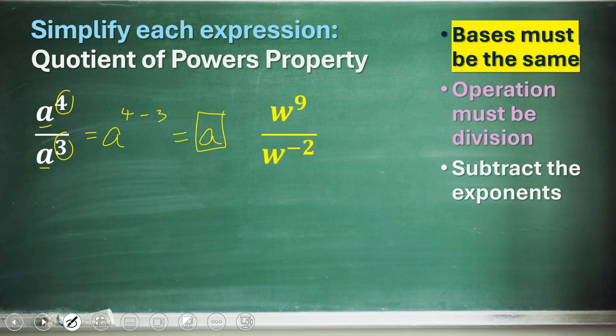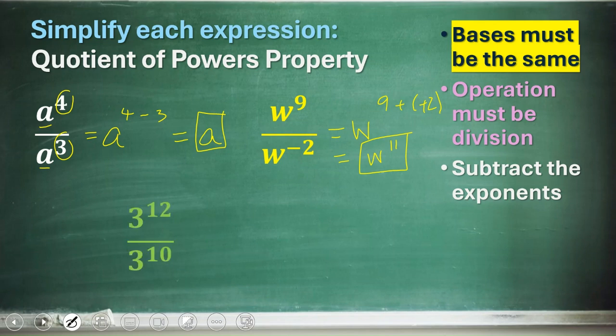Let's try another. We have w to the power of 9 divided by w to the power of negative 2. This one's a little trickier because we are subtracting a negative. So if I were to write this out, it's going to be 9 minus negative 2. Two negatives make a positive here, so we actually end up with w to the power of 11. And that is our simplified answer.